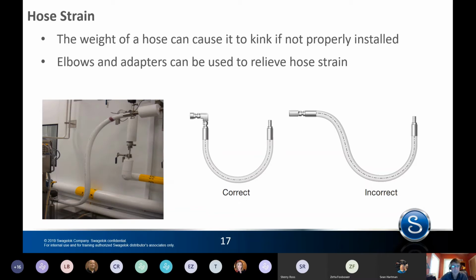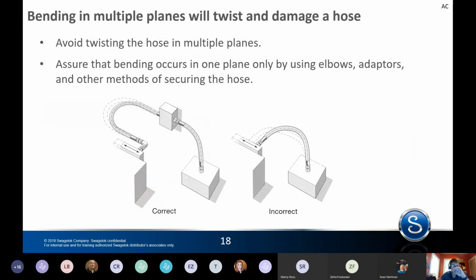And then lastly, and maybe most importantly, on dynamic applications, moving a hose in what we call two planes or multiple planes is the absolute death of a hose. And what I mean by this is if you take the hose on the right, where it's coming out vertically from the floor or whatever, and it goes in horizontally in another plane, another application, another spot, and that is moving back and forth, you can't take that hose and put it flat on a table. It won't lay flat the way it's bent.